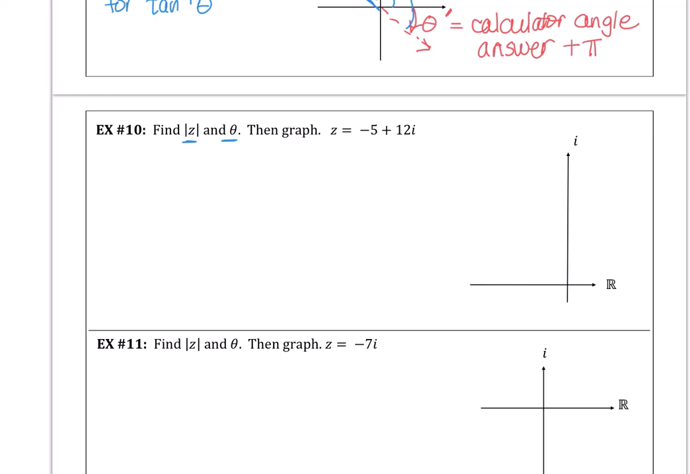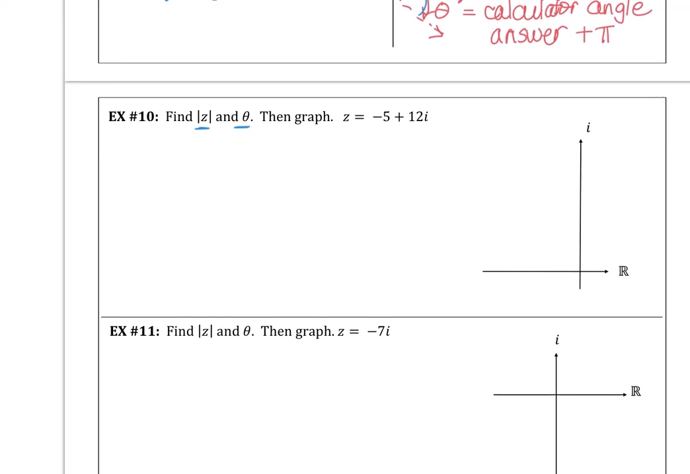And our number is -5 plus 12i. So we're coming over on the x-axis -5, and we're going up 12 on the imaginary axis. This is our terminal ray here. So we're in quadrant 2. Dropping that perpendicular back to the x-axis, the length of this side is 12. The length of this side is 5, but we're going in the negative direction.